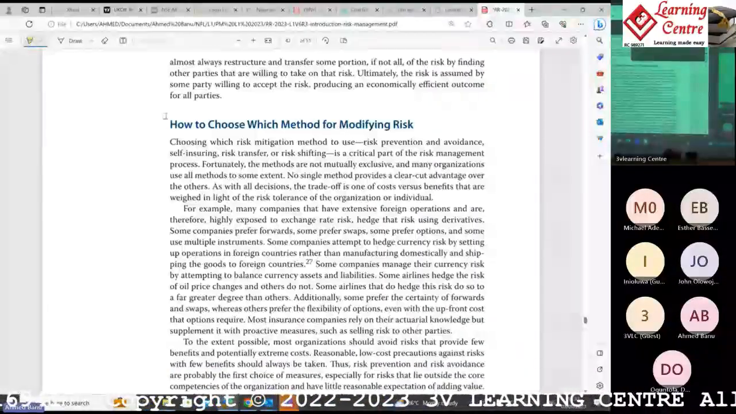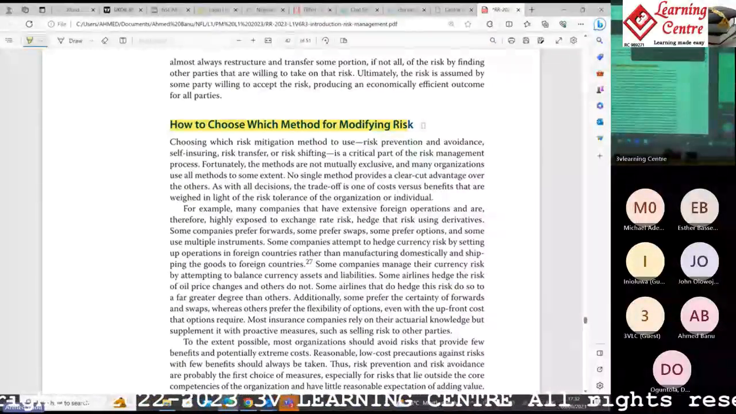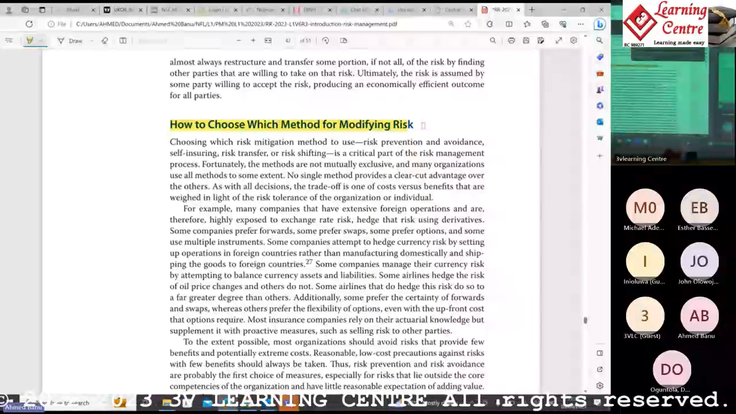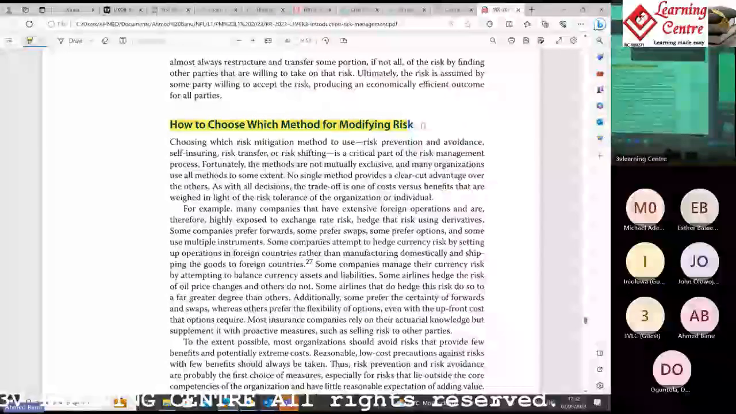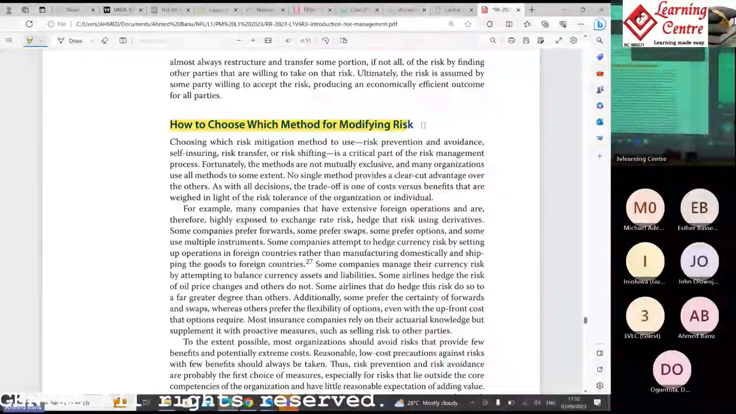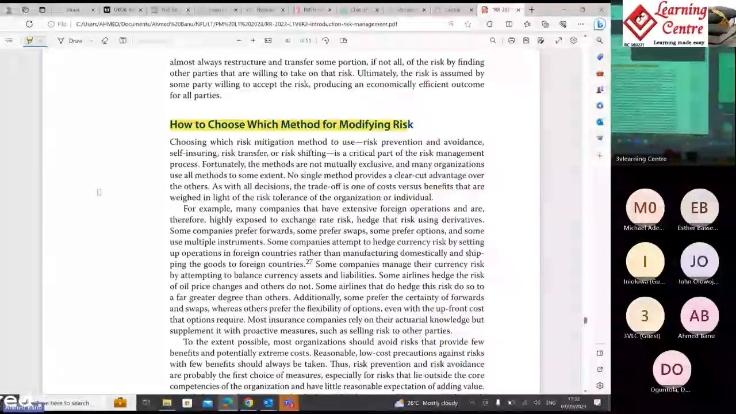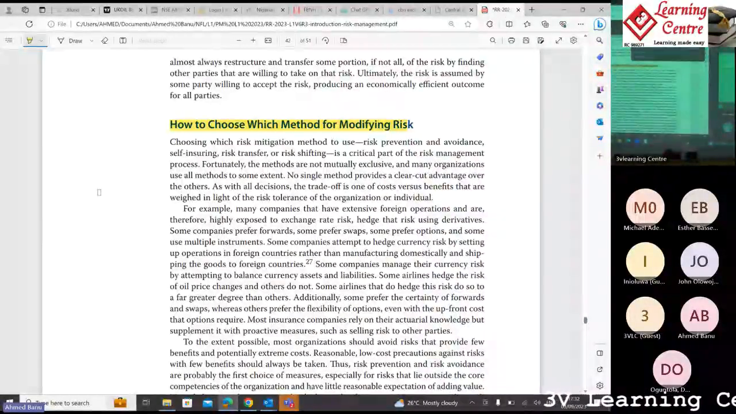How do you choose which method to use, either risk shifting, risk transfer or self-insurance? What we always tell people is you need to do a cost and benefit analysis. Cost in what sense? For everything that you do, there's a cost, and for everything that you do, there's a benefit. So look at what they did here: as with all decisions, the trade-off is one of cost versus benefits that are weighed in the light of the risk tolerance of the organization.